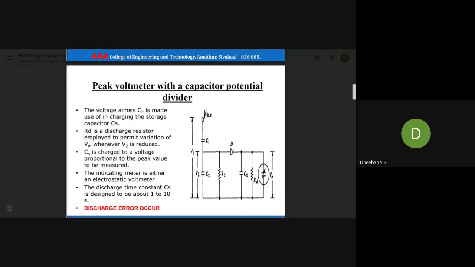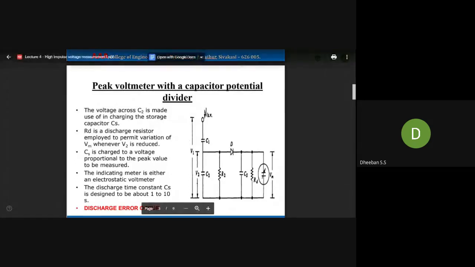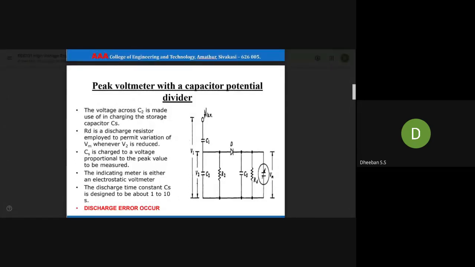What they are saying is that the voltage across C2 is made use of in charging the storage capacitor CS. In general, the impulse voltage is applied at this point, and the measurement is done at this point, that is, this VM. Over here, we will be making the measurement. In general, the voltage across CS is the voltage you have to measure.